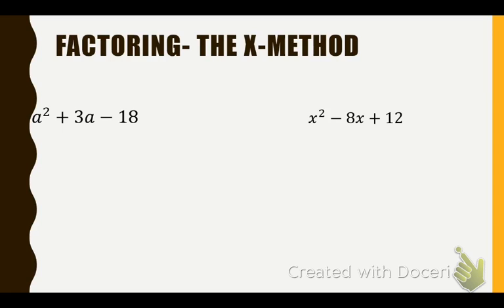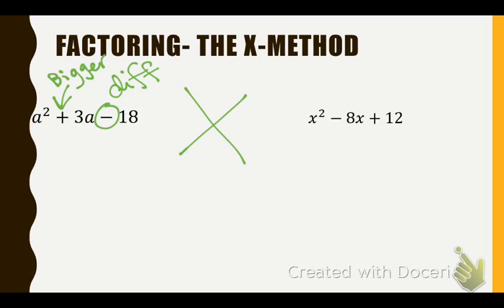So in our first one, our second sign is negative. So is that the same or different signs? Different. And what will the bigger one be? Positive. What goes on the top of the x? 3. What goes in the bottom? Negative 18. So our bigger number is going to be positive, so our smaller number is negative. So our first set is negative 1 and 18.